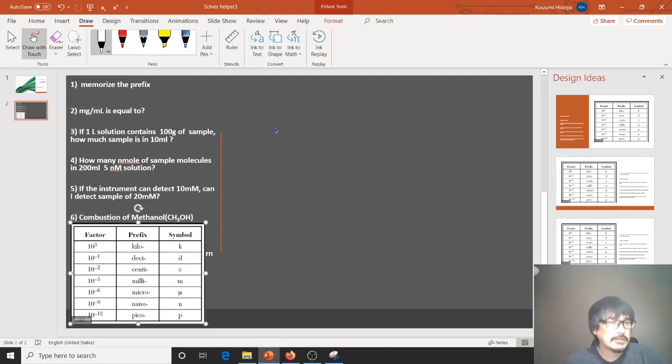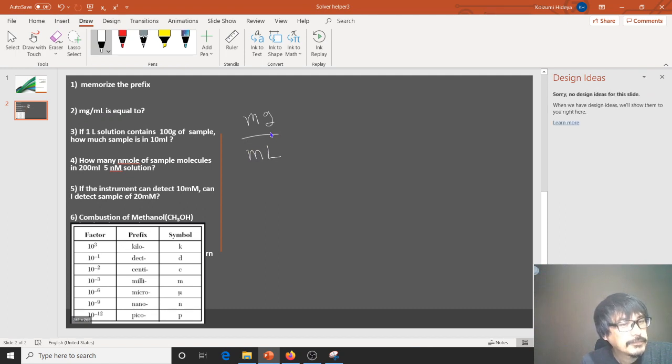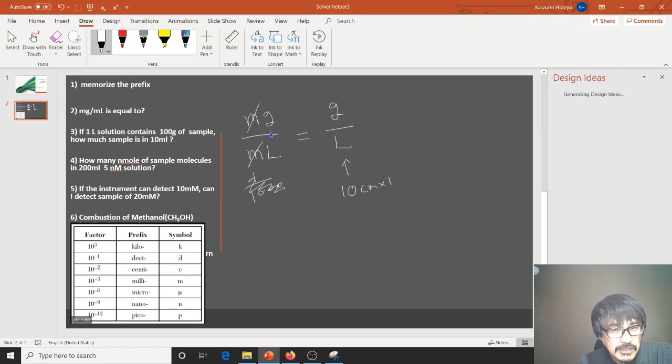All right, so given that, what is this milligram divided by milliliter equal to, right? As I said before, the milli and the milli are going to cancel. By the way, the milli is 1/1000, right? But milli and milli are going to cancel, so it's equal to gram per liter. And the liter right here is 10 centimeter times 10 centimeter times 10 centimeter. By the way, that's a volume, right? Liter is volume, right? Then 1 meter is 100 centimeter times 100 centimeter times 100 centimeter, right?